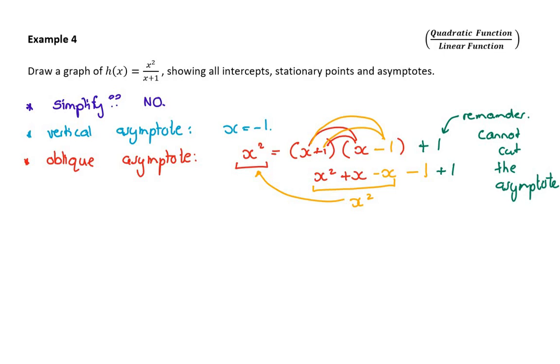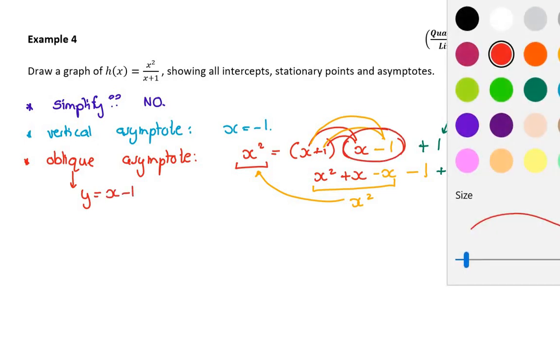Right, so we've got our oblique asymptote. Wait, I haven't written down its equation, so let's write it down. The oblique asymptote is y is equal to x minus 1. That thing over there. Right, intercepts would be pretty good.